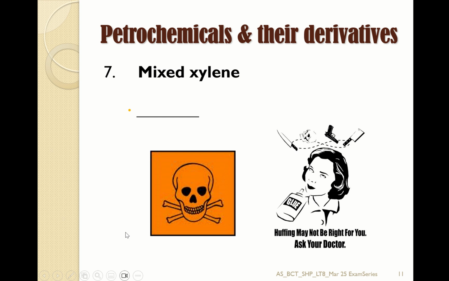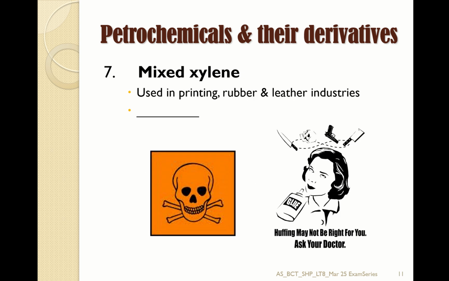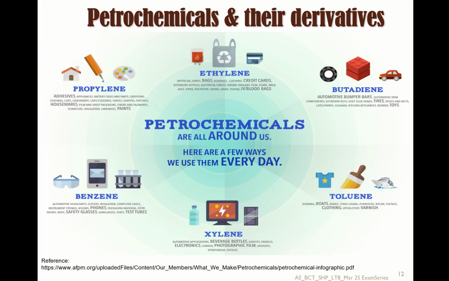And then you have your mixed xylenes. Mixed xylenes by itself are not so useful, but can be used to make many other products. So methyl benzene, toluene, has one CH3 group, while xylene has two CH3 groups, so two carbons attached to your benzene ring. This is used in the printing, rubber, and leather industries. This is a summary of some of the useful things that petrochemicals can be used to make, all these useful products.